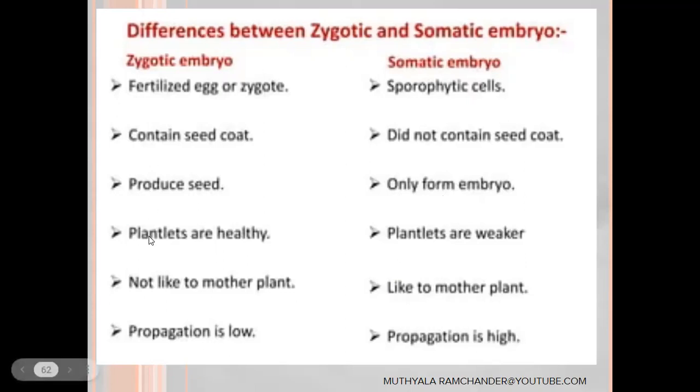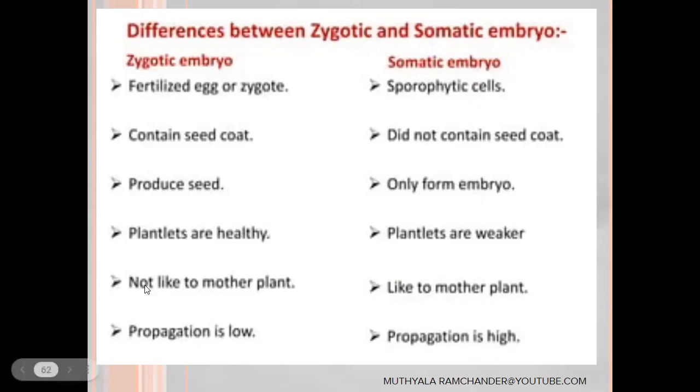In zygotic embryos, plantlets are in healthy condition. In somatic embryos, plantlets are weaker because somatic embryogenesis is completely under aseptic conditions. We always have to provide proper environment, proper temperature, proper gases, and nutrient medium to the plantlets. If we do not provide these things, the plantlets show weakness. But in zygotic embryogenesis, they have sufficient nutrients around the plants.